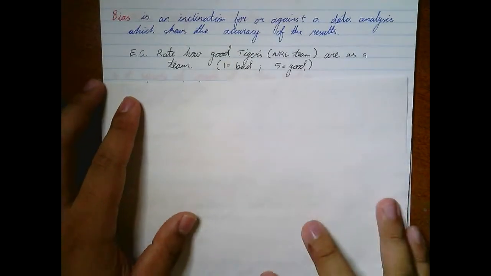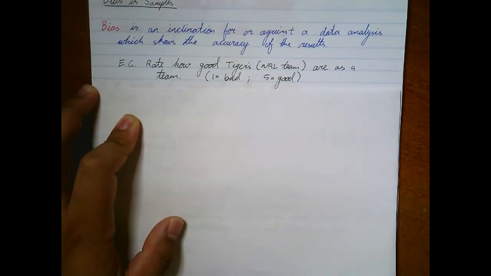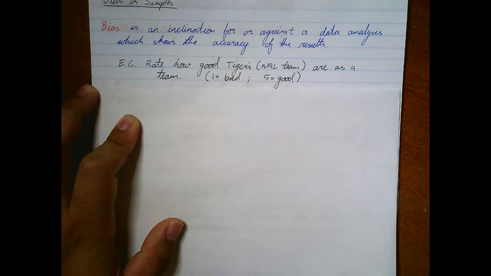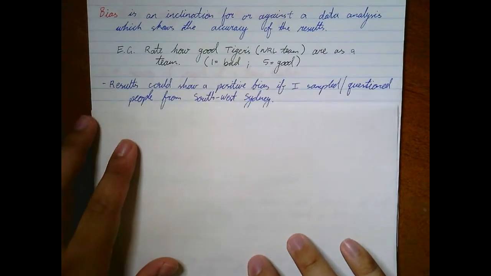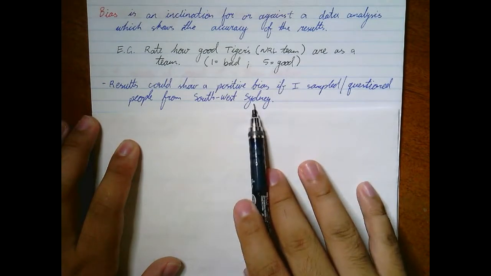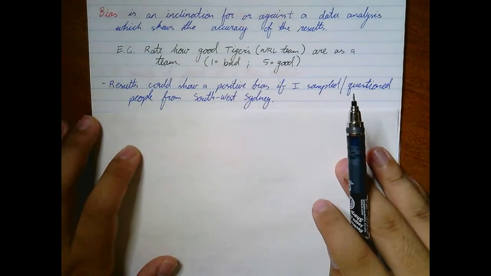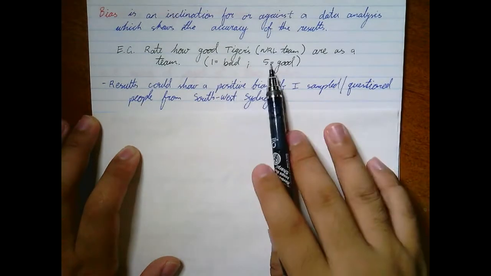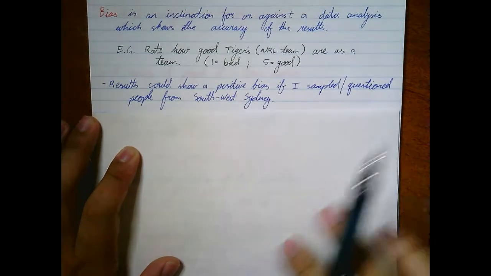Okay, so for example, let's say I were to ask a bunch of people to rate how good the Tigers, the NRL team, are as a team. 1 is bad, 5 is good. If I were to ask only people from Southwest Sydney, which is where most Tigers fans are, you'd expect the results to be positive, showing lots of 3s, 4s, and 5s, because I asked people in a particular region.